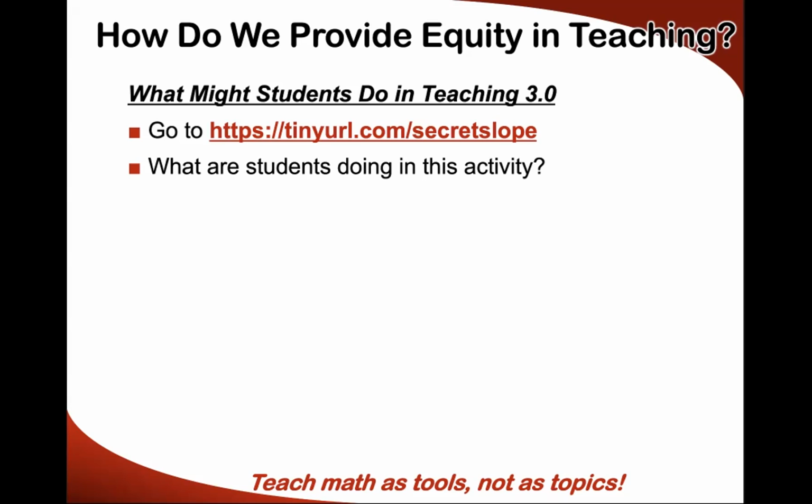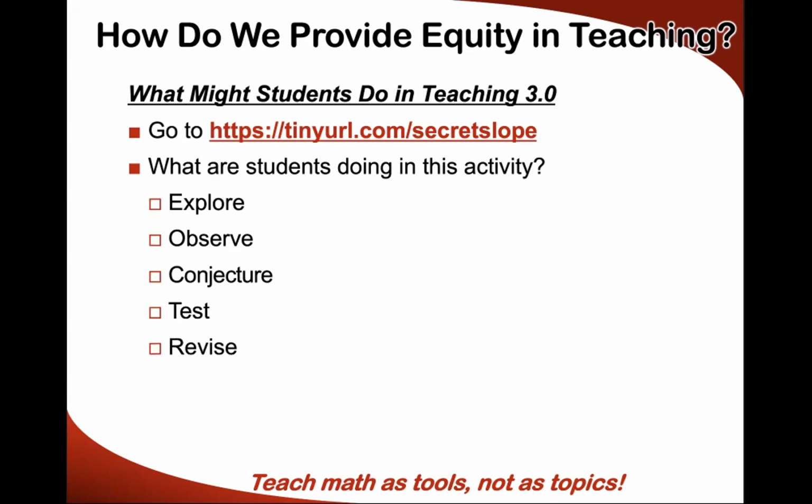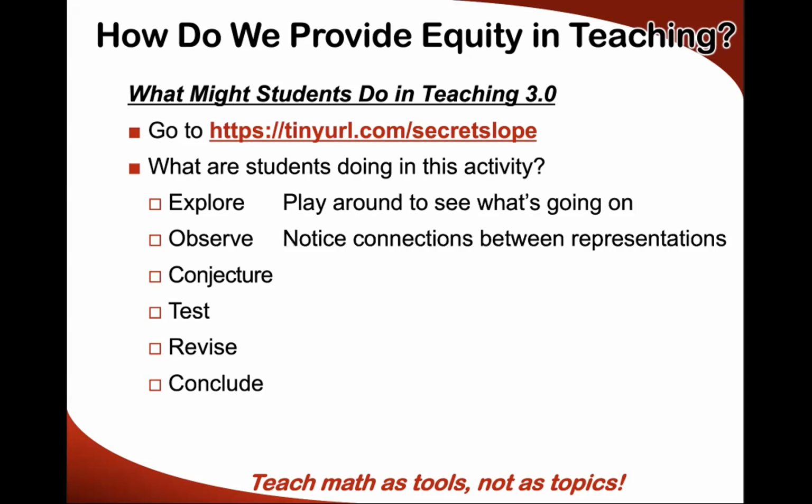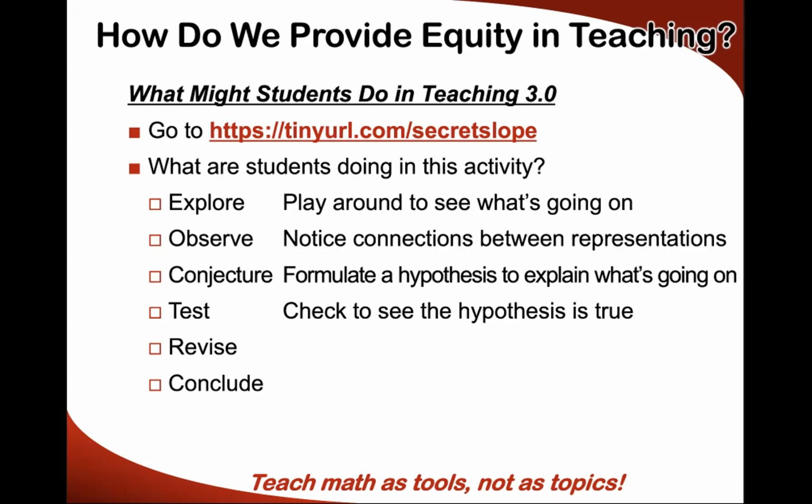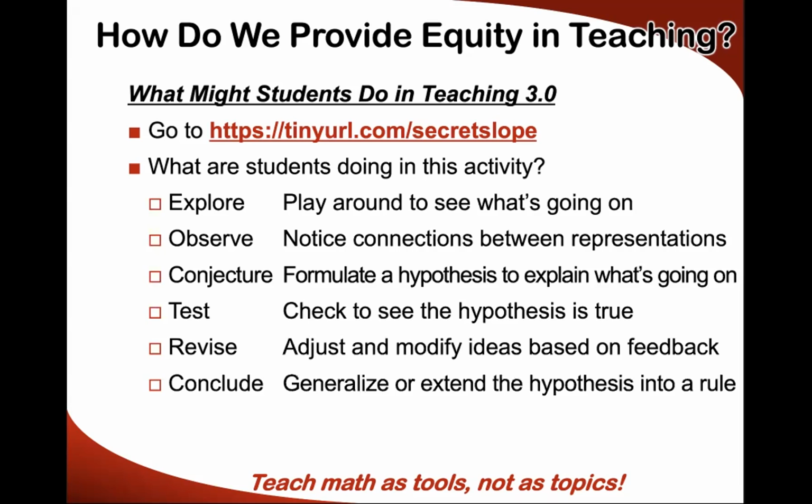So think about what kids are doing in this activity. And I go back to what Mr. Choi was saying just a second ago. In the secret slope activity, the first thing the kids had to do was explore. They got a chance to just play with it. And then they observe what was going on. They make some conjectures. They test themselves to see, was I right? Is my hypothesis correct? This is the scientific method, folks. This is exactly what scientists do. Then they revise their thinking and ultimately draw conclusions. Basically, they play, they notice, they formulate the hypothesis, they check, they adjust and modify, and then they generalize. They go, okay, I now know a rule.